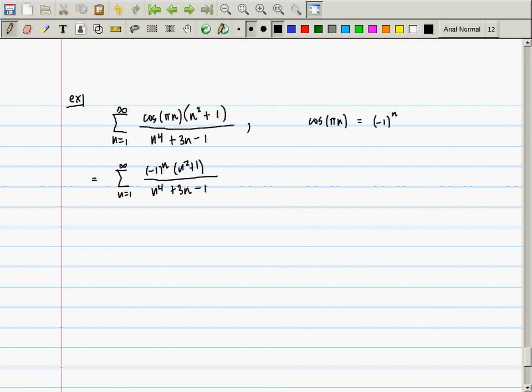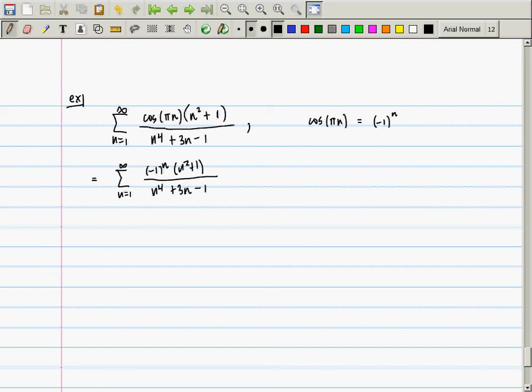Yes, test for absolute convergence first, right? Because even if I don't say, tell me if this series converges absolutely, if you use the alternating series test, then you have to show that this function, n squared plus 1 over n to the 4th plus 3n minus 1, is decreasing. I'm not sure it actually is. It might be.